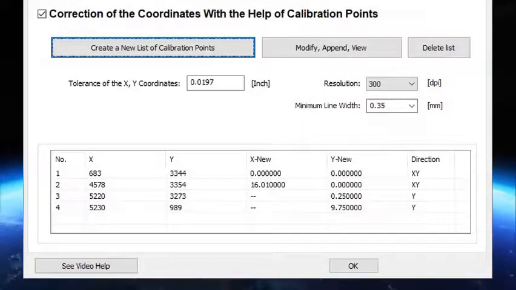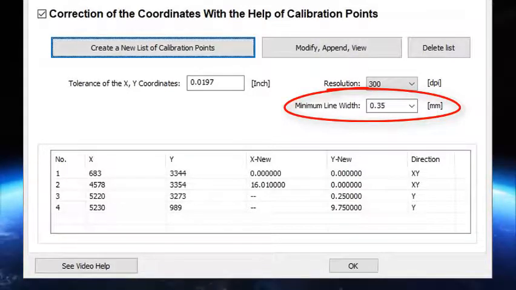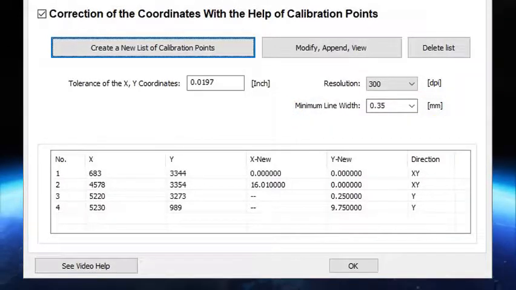Minimum line width. You can choose the right line width for our internal editor. The line width has to be as low as possible, but the lines have to be clear and visible. Try first with 0.35 millimeters. If not all lines are visible, increase the minimum width to the next one.